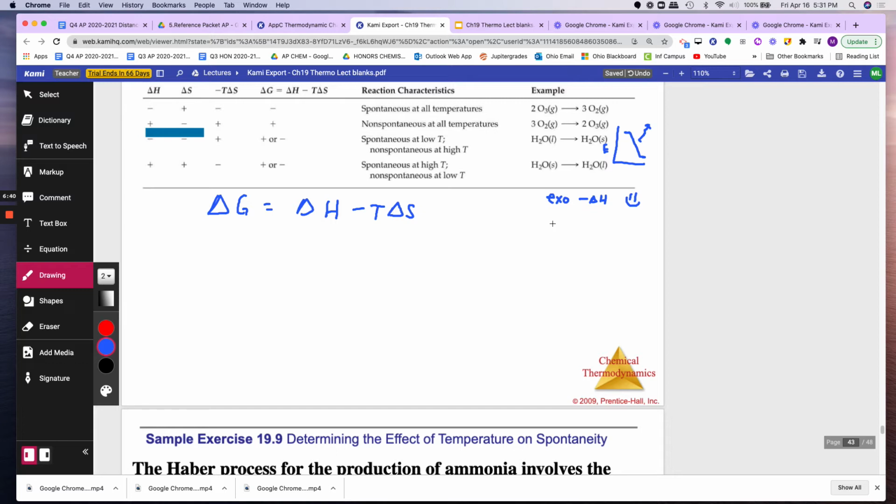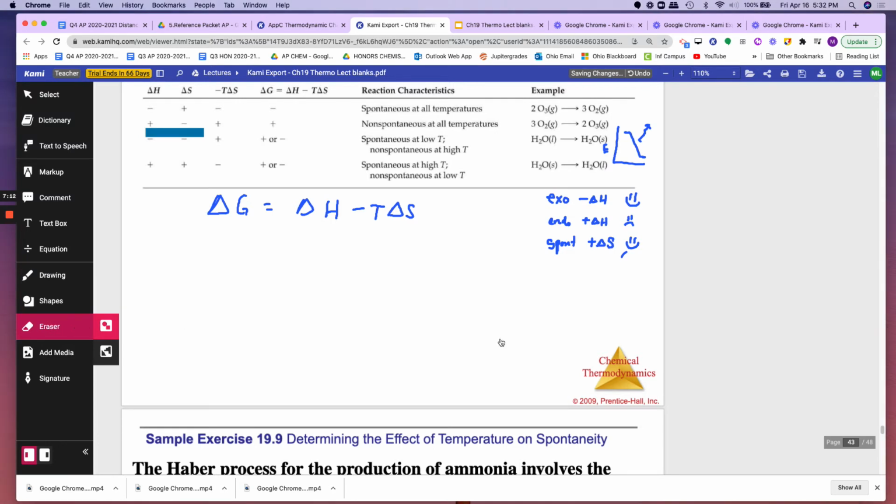Okay, if it's endo, it's not so good because you have to put energy into the system. You have to make it a positive energy, so it's a sad face. Not good. I prefer the exo. And then if it's spontaneous, of course, it's going to be positive delta S, meaning it's more chaos. So that is going to be a happy face because the universe wants to be more chaotic. That's the second law of thermodynamics.